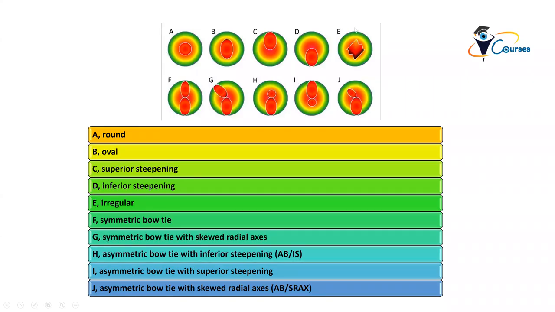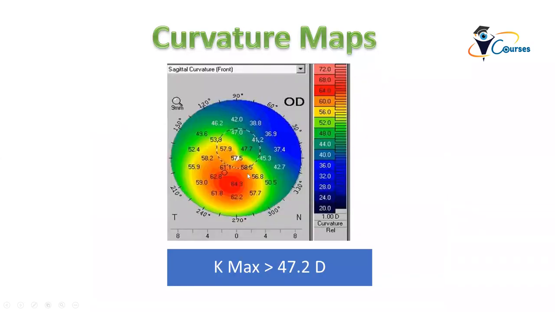For different topographic patterns of the curvature map, it can be round, which means that the patient has spherical error only, or oval, which also means the patient has a spherical error, or it can be with a superior steepening, which means the hot area is present superiorly, which is unlikely to be keratoconus. It is more likely due to a scar or suture. So examine the patient, because this is not typical for keratoconus. Inferior steepening, which is very suspicious for keratoconus, is the picture that I showed you right now. This is inferior steepening.